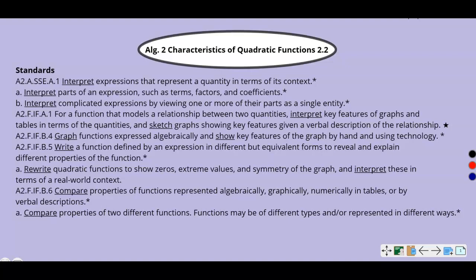Today we're going to be looking at characteristics of quadratic functions. As you can see, this touches on a lot of state standards.